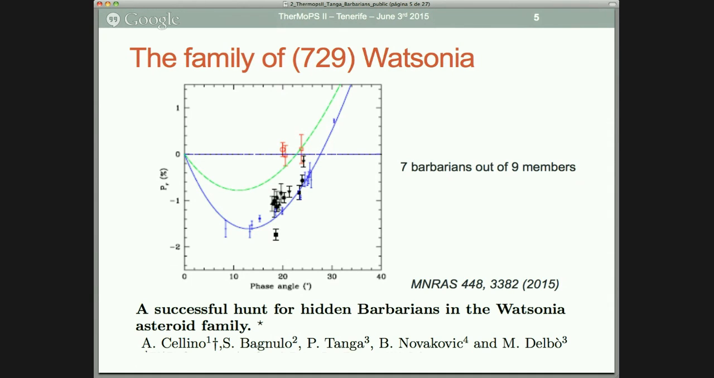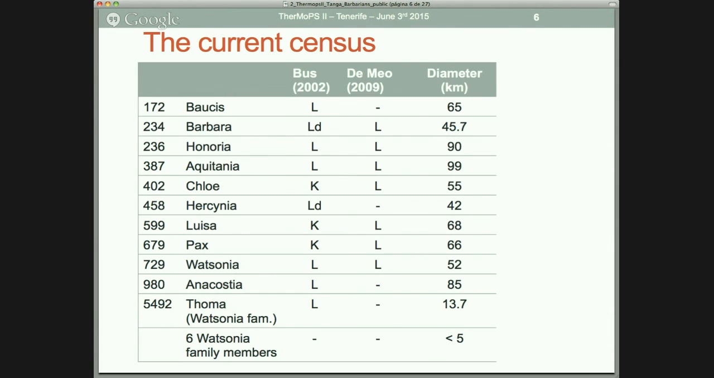So the current census, the current list of known barbarians is this, if I made no mistakes. You can see here the size range of the known ones. Just recall that polarimetry is a difficult technique, requiring a lot of photons. That's why you are strongly biased toward large bodies. These are the ones for which the barbarian signature is directly detected in polarimetry.